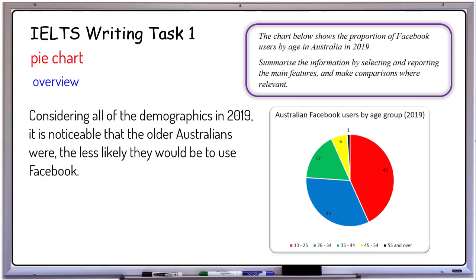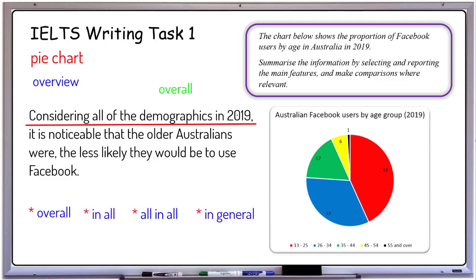You may have noticed that unlike other summaries so far, I did not start my overview with the popular cliché overall. In fact, the initiating phrase, considering all of the demographics in 2019, in this case, has the same meaning as overall. Had I added overall prior to it, I would have risked sounding redundant. So the expressions overall, in all, all in all, and in general are all equally good as long as they do not appear to be mechanical or redundant.